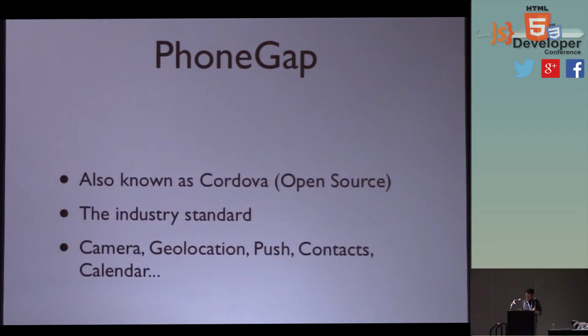And the most common way to do this is with PhoneGap. And there's a bit of confusion with the naming. It's sometimes known as Cordova, but Cordova is the open source part of it. PhoneGap will stay free and open source forever. And it's the industry standard. There are other solutions as well, but PhoneGap is the one that everybody knows. So PhoneGap comes with camera, geolocation, contacts, and you can use plugins to do push notifications and stuff like that.